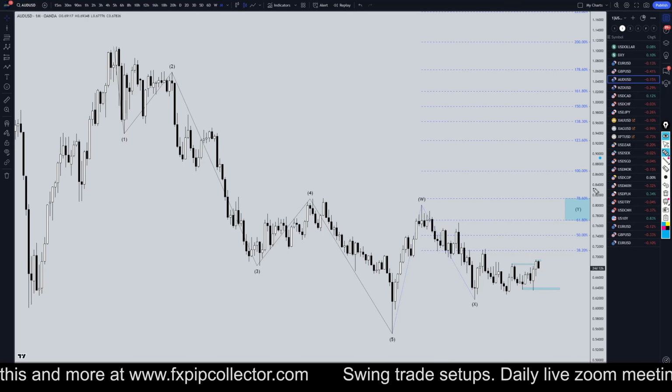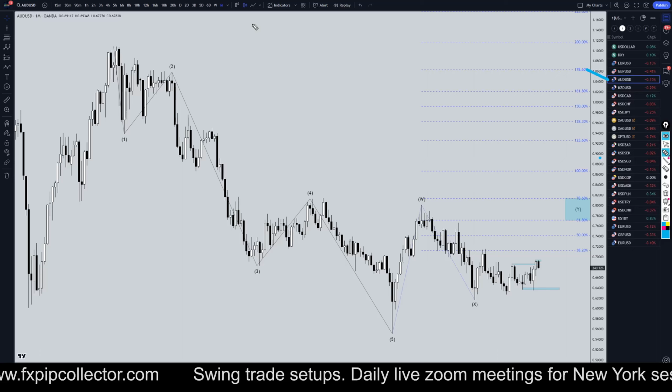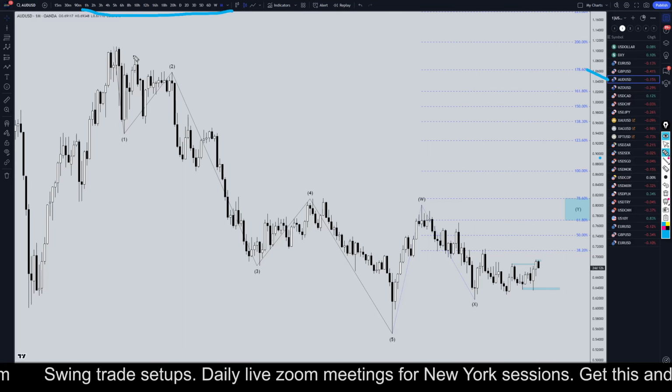Today is Monday, October 7th, and I'm going to be analyzing the Aussie US dollar, starting on the monthly, working my way all the way down to the 1 hour time frame for the full top-down analysis.